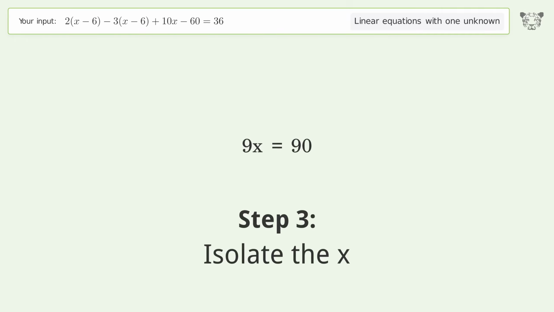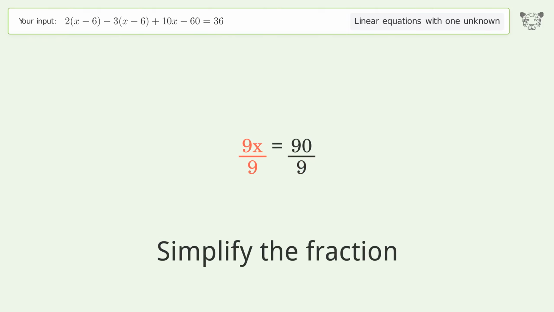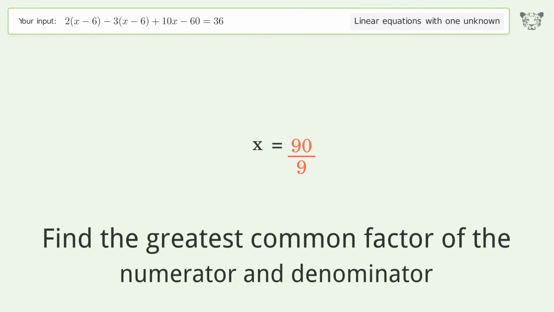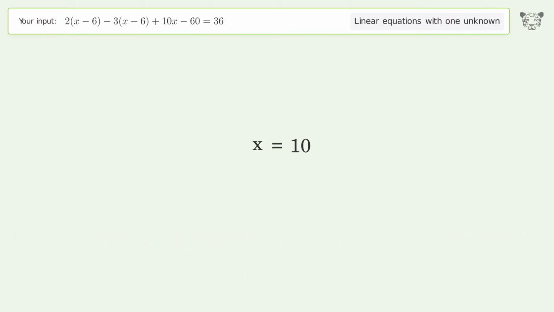Isolate the x. Divide both sides by 9. Simplify the fraction. Find the greatest common factor of the numerator and denominator. Factor out and cancel the greatest common factor. And so the final result is x equals 10.